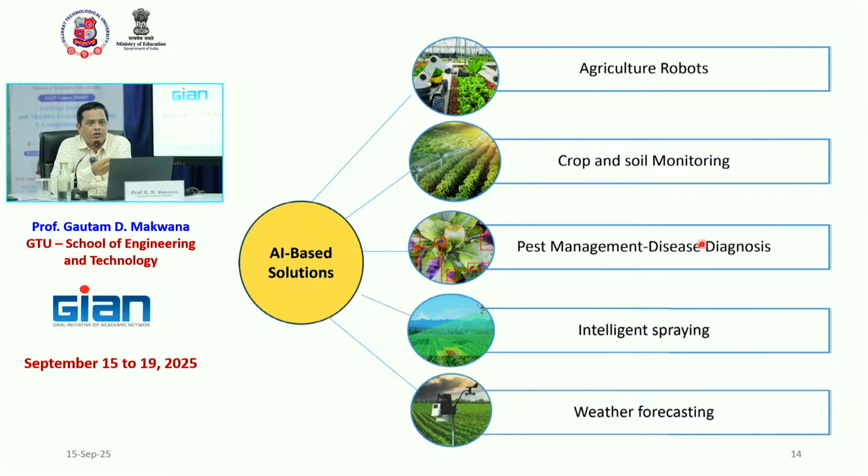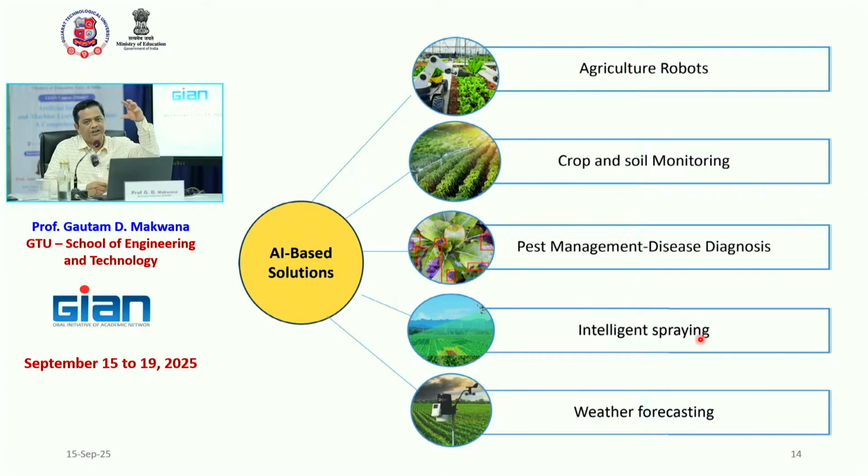Okay, so in this case, if you control the disease in the plant, then it will give more output or more yield of the crops. That kind of thing is the disease diagnosis, and then there is intelligent spraying. This will give the idea of what amount of water to spray on which region of the crops.